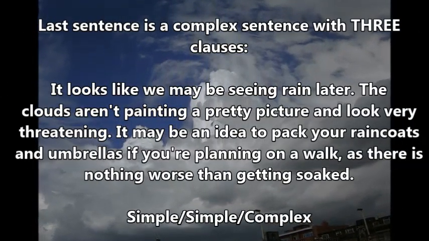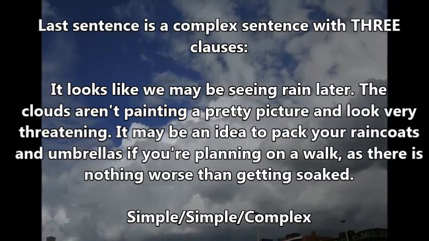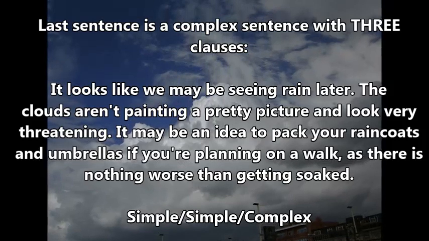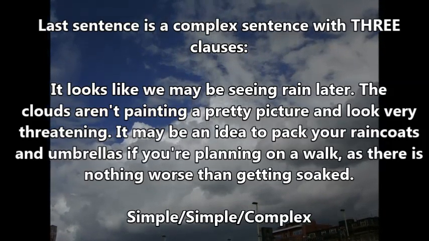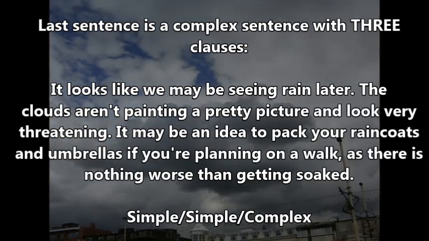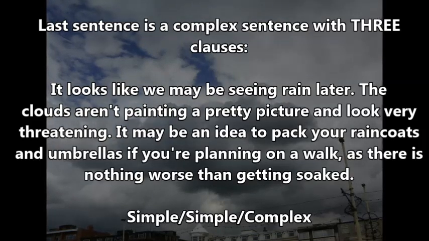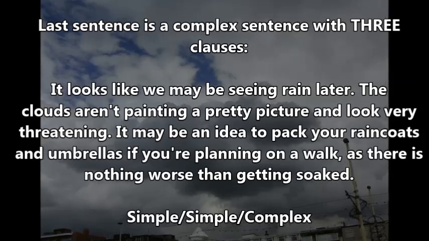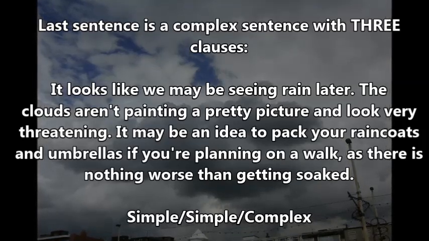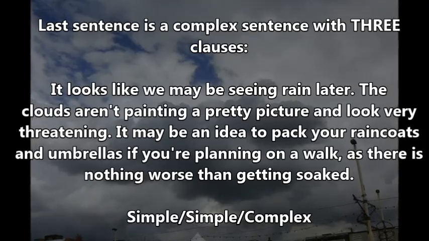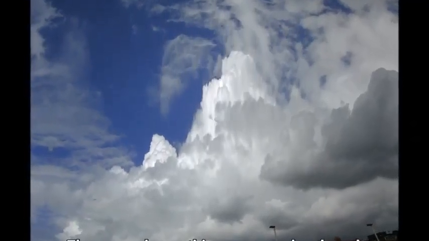Now here the last sentence is a complex sentence with 3 clauses, okay? It looks like we may be seeing rain later. The clouds aren't painting a pretty picture and look very threatening. It may be an idea to pack your raincoats and umbrellas if you're planning on a walk, as there is nothing worse than getting soaked. You see, a complex sentence can have 3 clauses. Any more than that, it's getting a bit wordy.